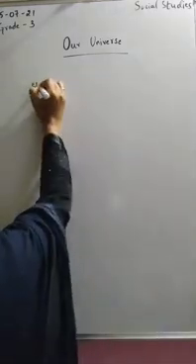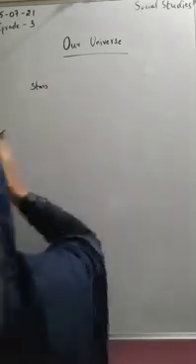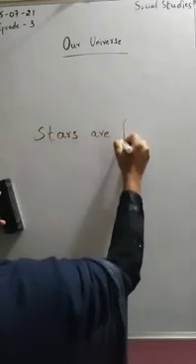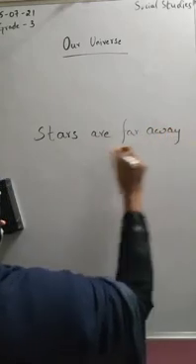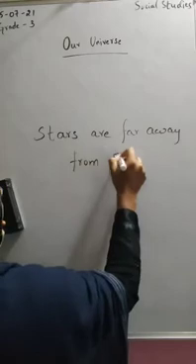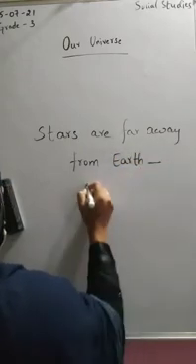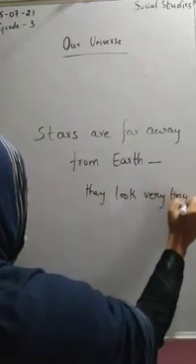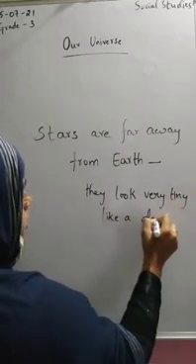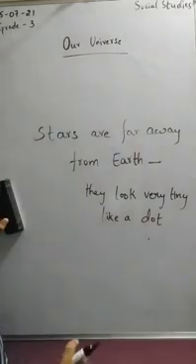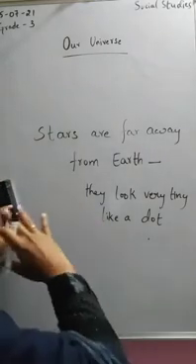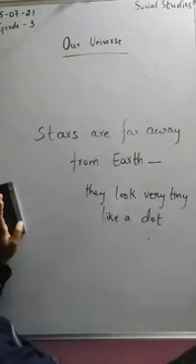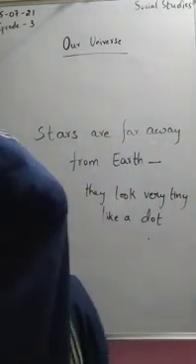The stars are far away from Earth. So that is the reason they look very tiny, like a dot. Okay, they look like a dot. Why do they look like a dot? The reason is that they are very far away from the Earth and they are very much bigger in size. Okay, then moving on.